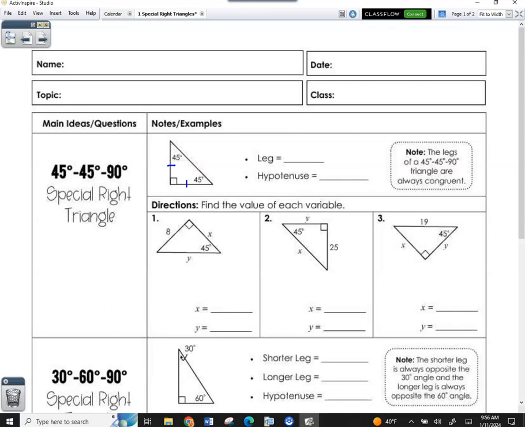Formula means we don't know. This is what you can use to apply to all of them. So we're going to call this x, which means this is x. And then the formula for the length of the hypotenuse is you take the leg and you multiply by root 2. And you would get the length of the hypotenuse. So the leg is x, the hypotenuse is x root 2.